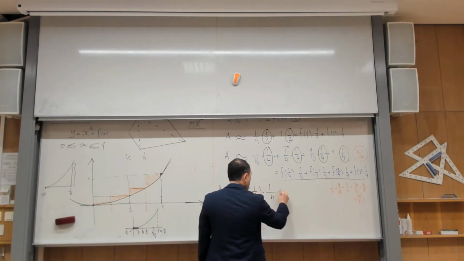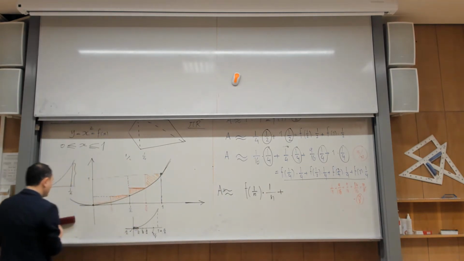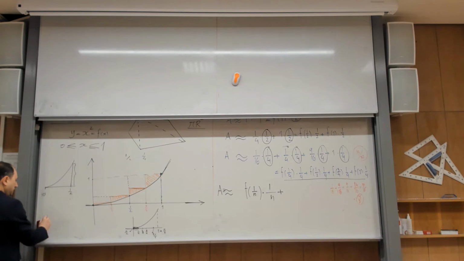Can I go to the next one? Can you write a formula for the next one? The next rectangle. So let me just draw it again here for you. Now my situation is here. Here is 1 over n. Here is 2 over n. And this is my situation.